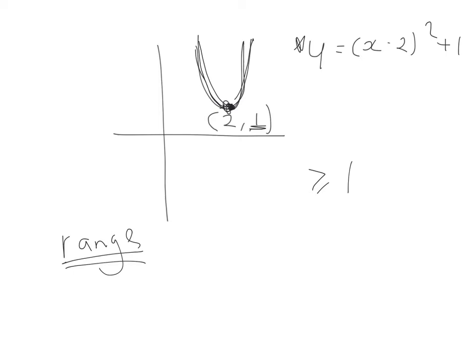Now that holds as well if we think about the actual function, y equals (x minus 2) all squared plus 1. The minimum value that the squared bit could hold is 0, add on 1, and the minimum value it could have is 1.